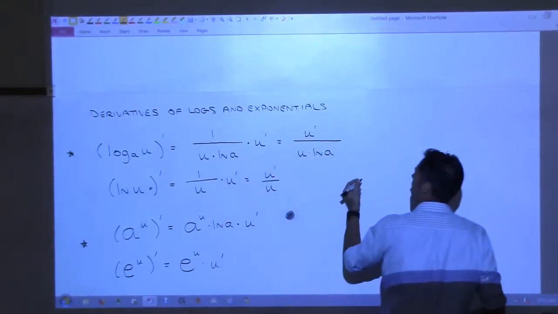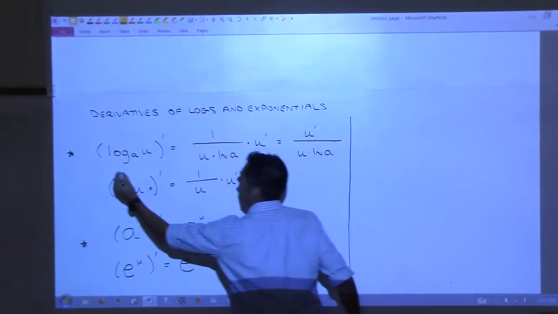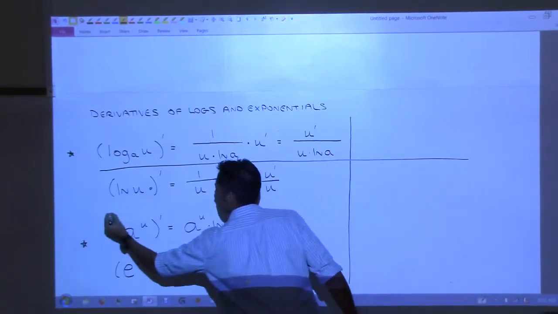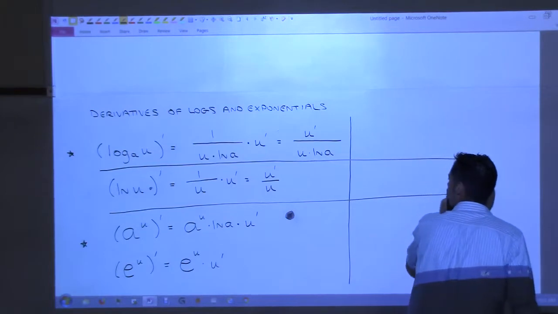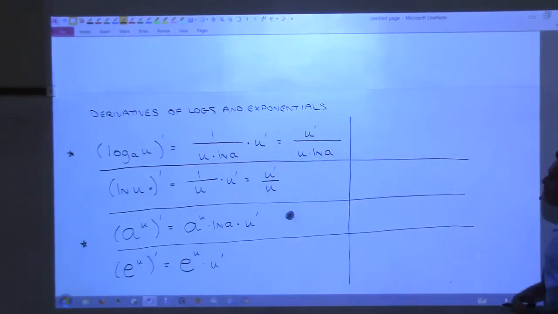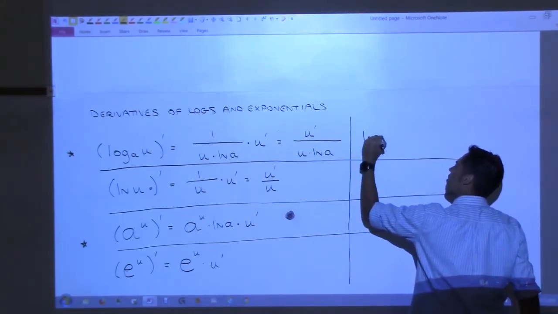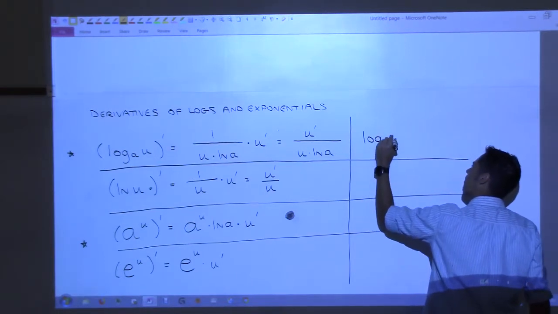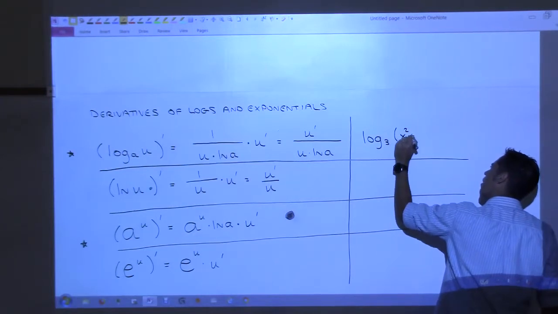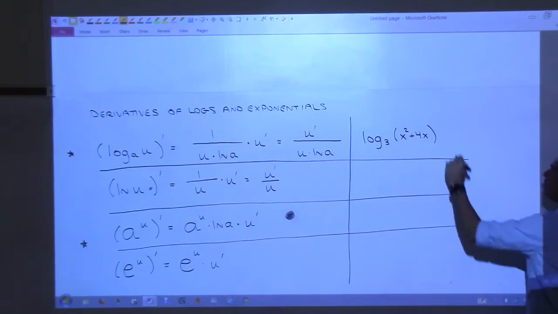Let me leave those up there for now. How about I give you an example of each one of these right next to it? I'll just make a table out of this, so you can see a specific example of each one. Here's an example of this. Let's say we have log base 3 of x squared plus 4x, and we want to take the derivative.